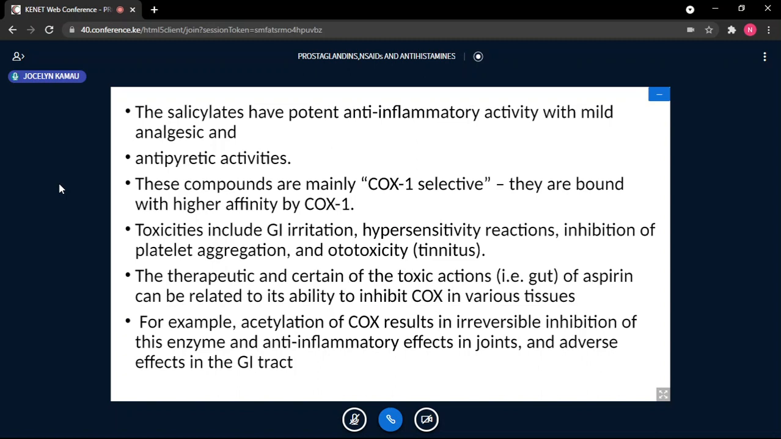And you can also note that after the acetylation, what do you release? You also release salicylic acid. The salicylic acid is also a non-steroidal anti-inflammatory drug, and that is why acetyl salicylic acid is also very effective, because it will act first by acetylating proteins, for example the COX enzyme, and in acetylating the COX enzymes, it will also release salicylic acid, and salicylic acid has some activity itself, so you can see it is very good.